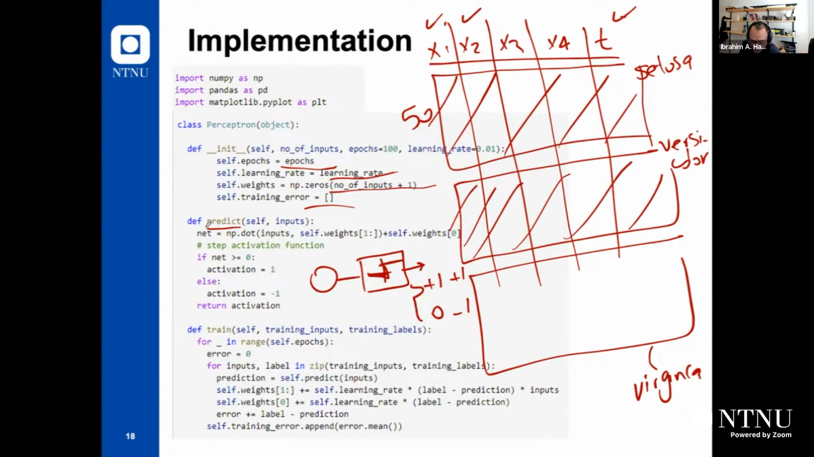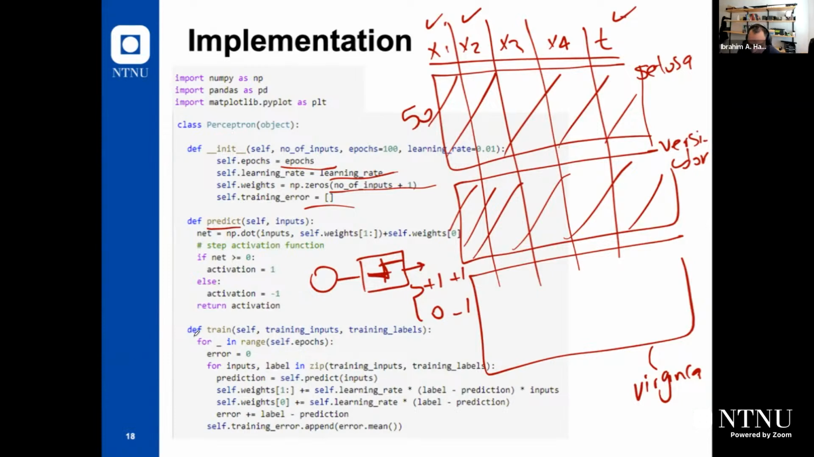Once you have those predictions, you need to train your model. In the training, you need to train it for a number of iterations. We call those iterations epochs, because I need to train my model for 10 epochs, or 10 iterations, for example. In each iteration, we use the whole training set, so we will have another for loop where we go through the whole training set.